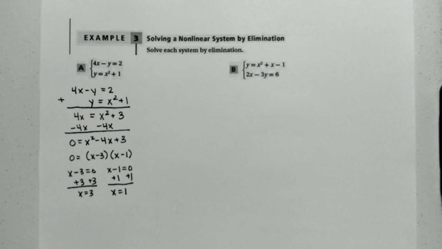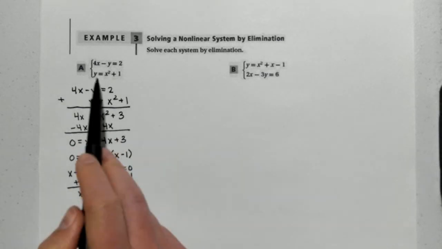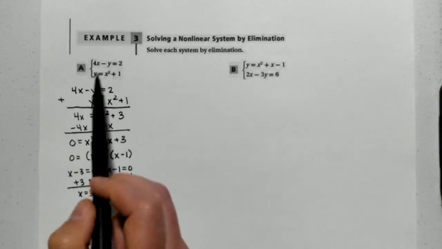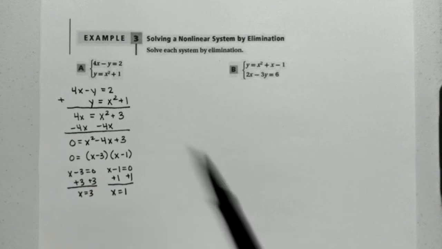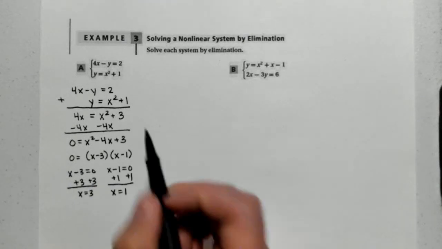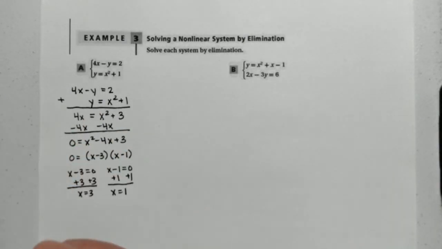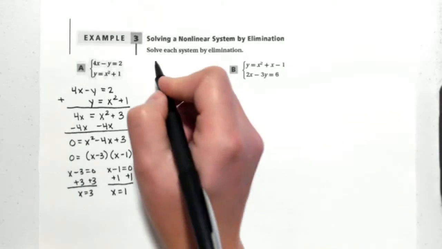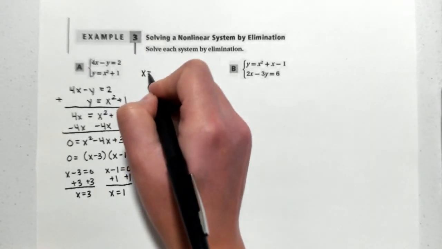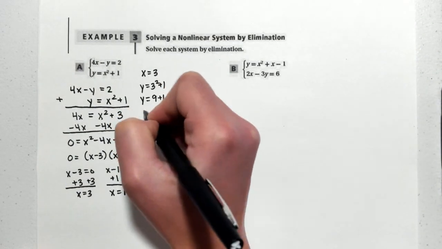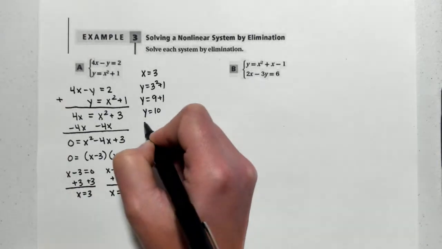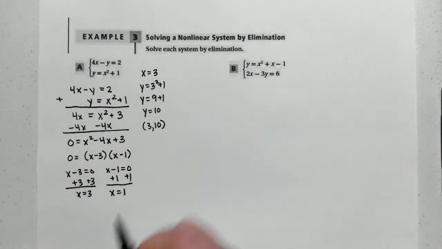Then you want to substitute them into one of your equations and solve for y. Doesn't matter which equation you use. I'm going to use the second one because y is already solved for, so when I substitute in x, I can easily find y. You can use the first equation, though, if you want. So we're going to do x equals 3. So I'm going to have y equals 3 squared plus 1. 3 squared is 9. 9 plus 1 is 10. So 3, 10 is the first solution.